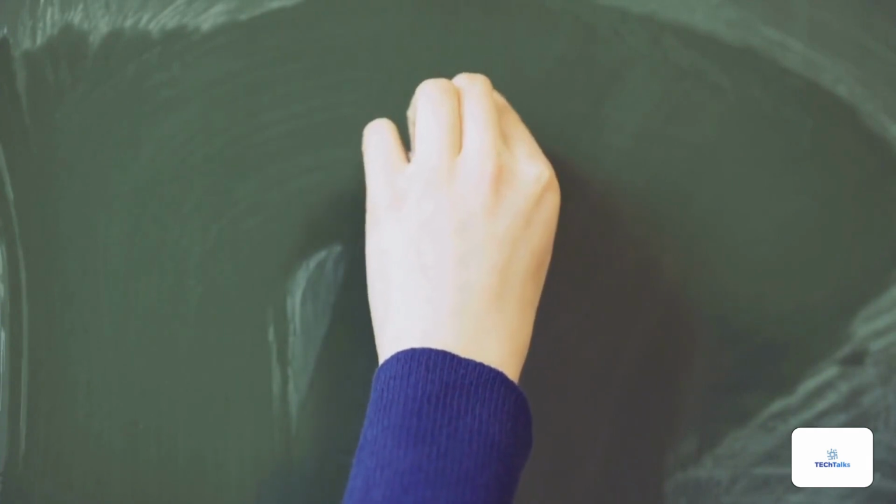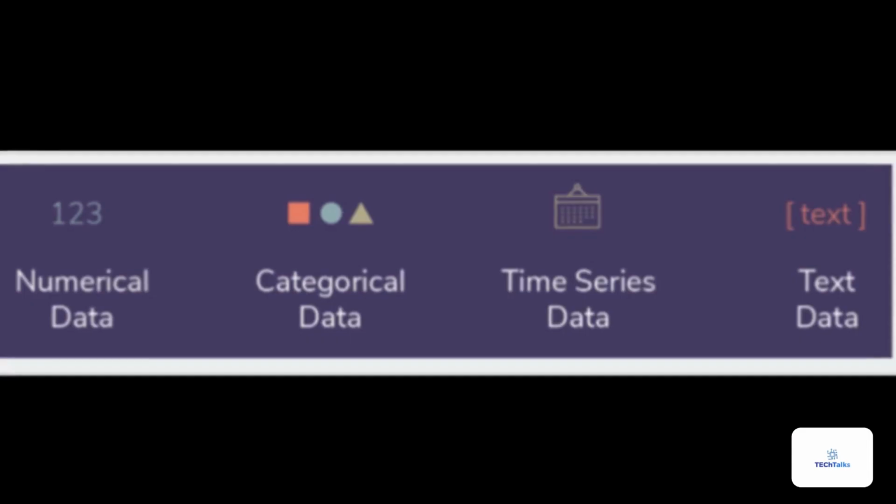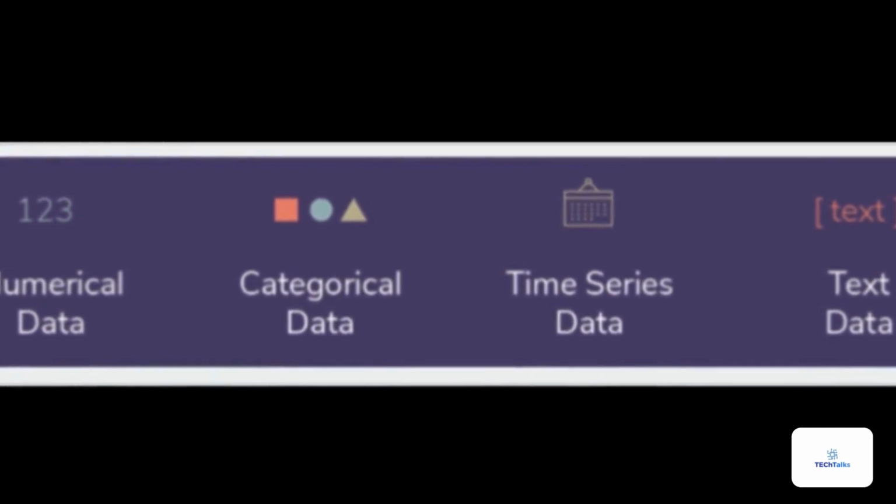What type of data does machine learning need? Data can come in many forms, but machine learning models rely on 4 primary data types. These include numerical, categorical, time series, and text data.